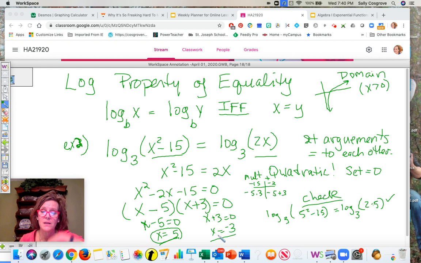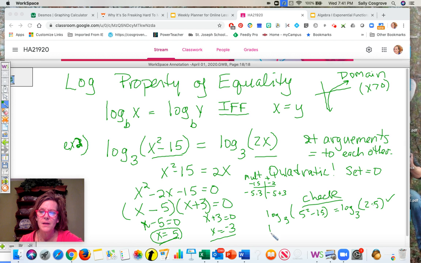That means 5 is an answer. Now we've got to check this one. I'll be honest with you, I'm suspicious about this one because it's negative, but that doesn't necessarily mean the argument ends up being negative. For example, up here it says 2x. What if it said negative 2x? Well, a negative number would work. So be careful, you always have to test. You can't say, oh, it's negative, so it doesn't work. No, it could work. Let's see.